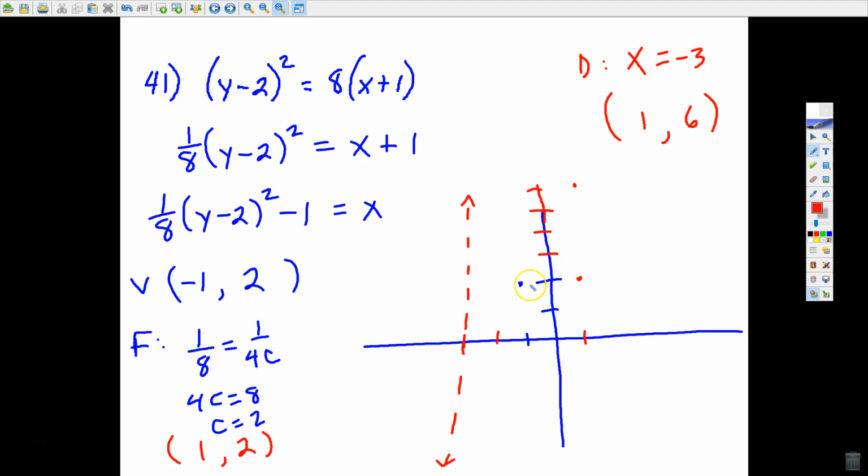And I've got symmetry around this line right here, the line y equals 2. So 4 places up gives me a point. So that means 4 places down gives me another point. And I'll just connect those. And that's my graph. Any questions so far? Sometimes it's a little tricky when the vertex isn't at the origin and you've got to locate the focus from that vertex. Everybody good? All right.